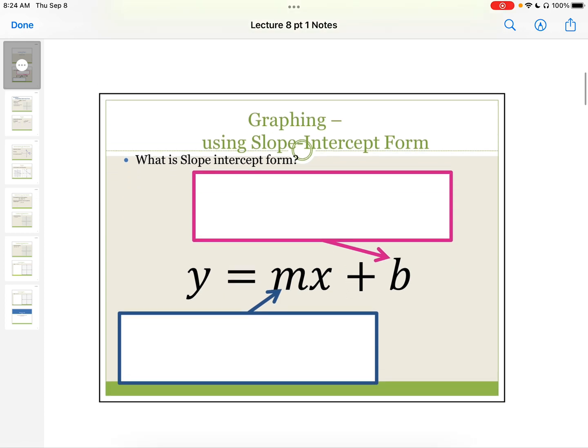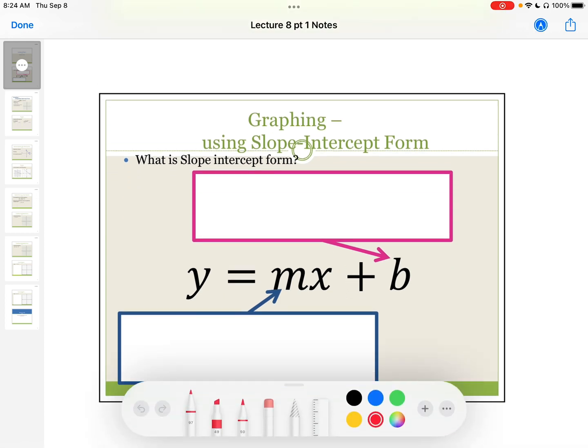Okay, first one here, graphing using slope-intercept form. What is our slope-intercept form? So your slope-intercept form is your y equals mx plus b. Y equals mx plus b. So what do each of these stand for here? Well, your b in this case, you guys should remember, is your y-intercept. Okay, now your y-intercept, what is that? Well, that's just where it's going to cross the y-axis.